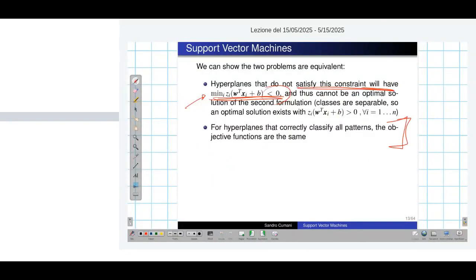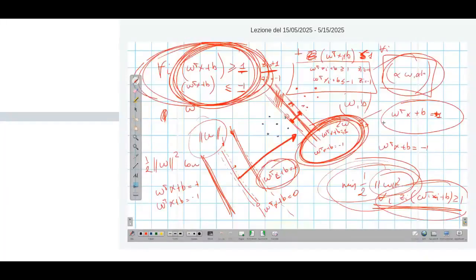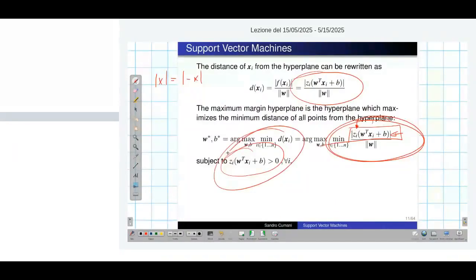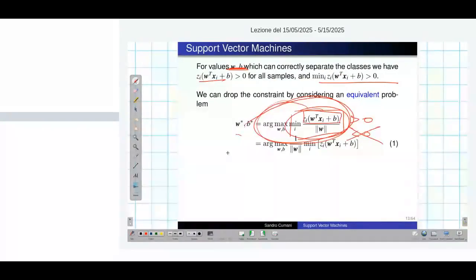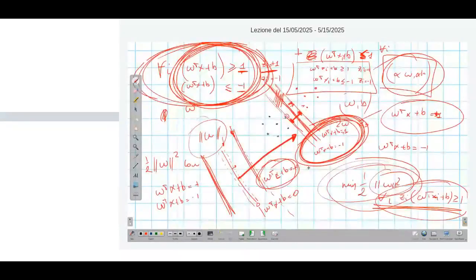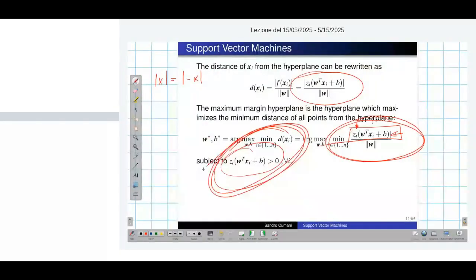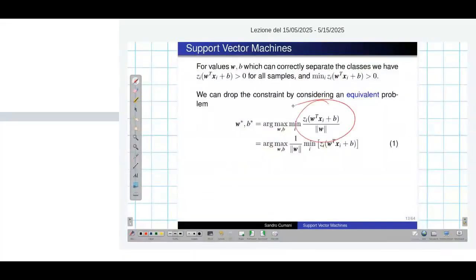And vice versa, all points that were not admissible in the first problem are not solutions of the second problem. And for all points that were admissible solutions of the first problem, so they met the constraint, since this term is always positive, the objective function is the same, because the absolute value of a positive number is the number itself. So if I throw away the absolute value for those W and B which correctly classify the samples, the objective function is still the same. I'm not changing the objective function.